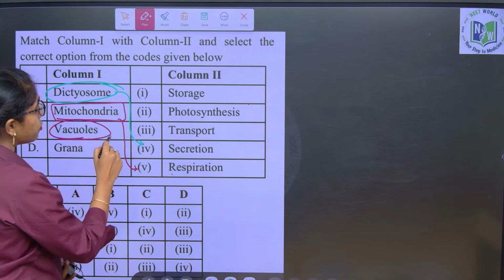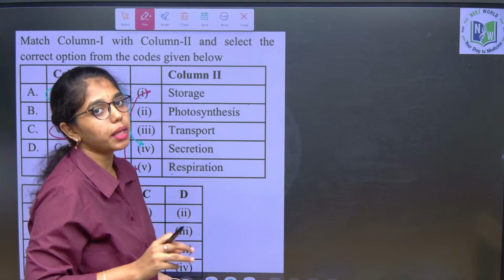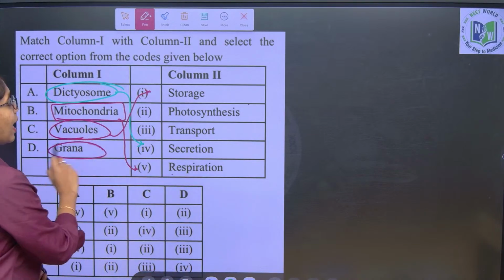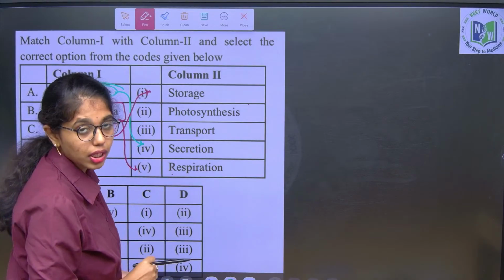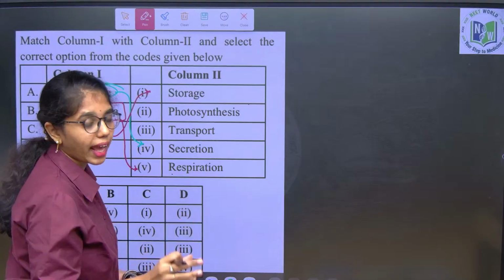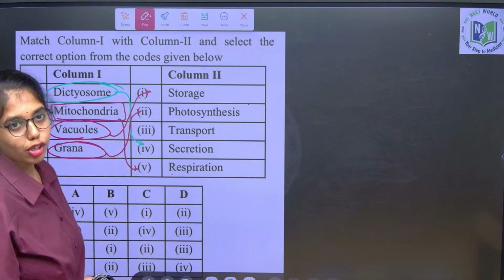Vacuoles, just now we have seen this is storing all the excretory product sap inside the plant cell. Next, grana. This is the main site for capturing of the light for photosynthesis. All light dependent reactions happen in grana. So here this is related to photosynthesis.